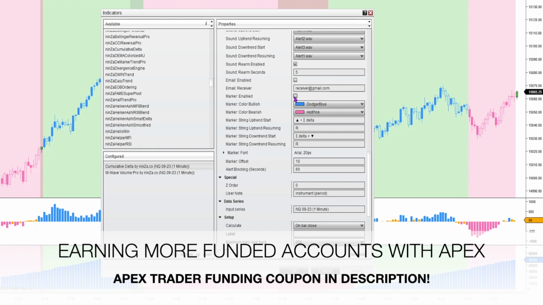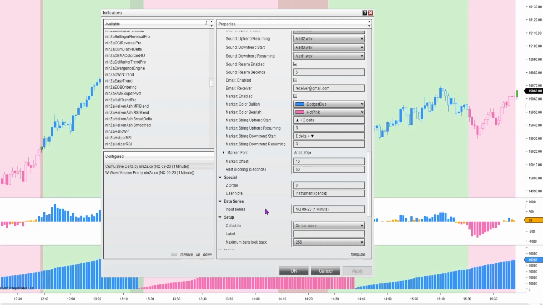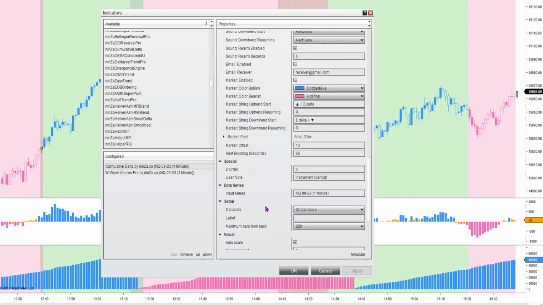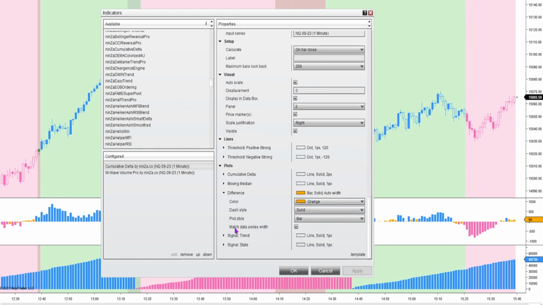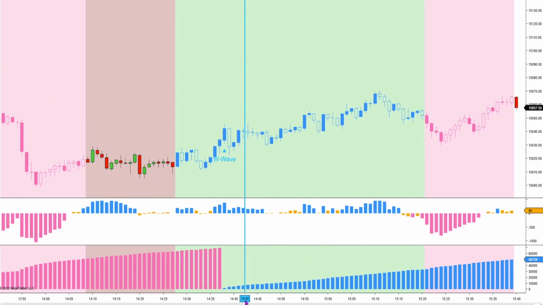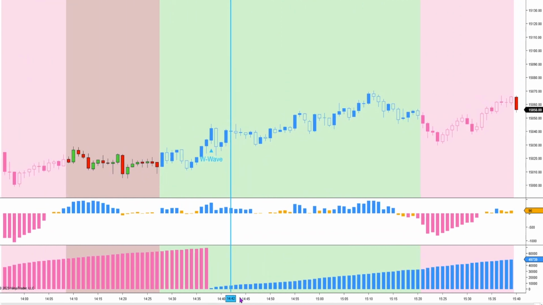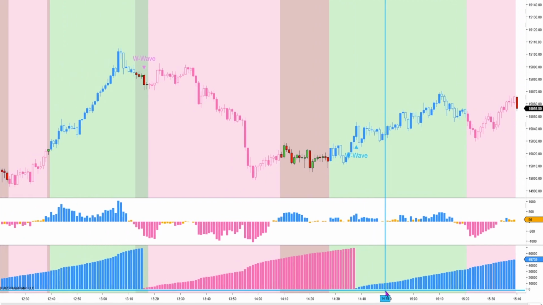I unchecked the markers. There's no markers besides what's printed by the W Wave Volume Pro, just to make it clear and not confusing. And for the difference plot, I chose match data series width. I checked that box. That will thicken up the bar lines here and adjust it accordingly to your candlesticks. If you stretch out your charts and your candlesticks, the histogram will change the width appropriately.